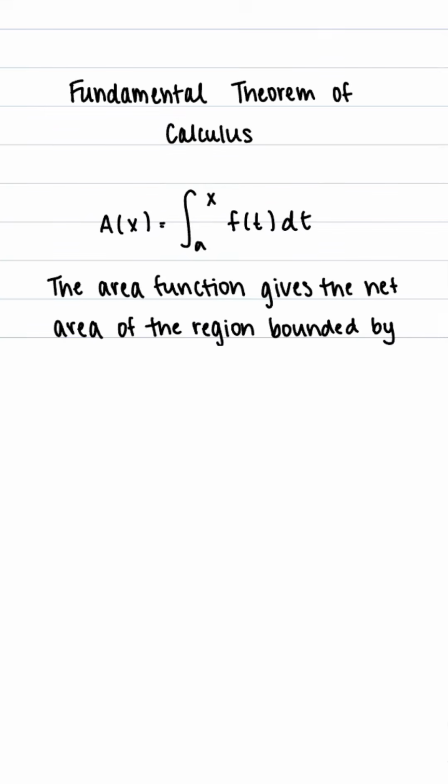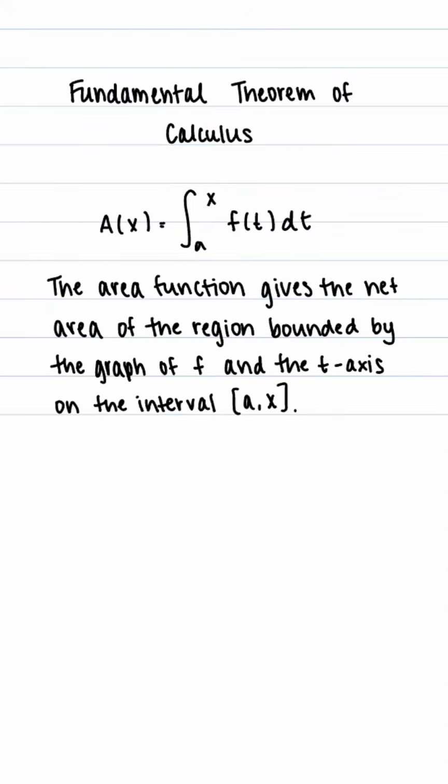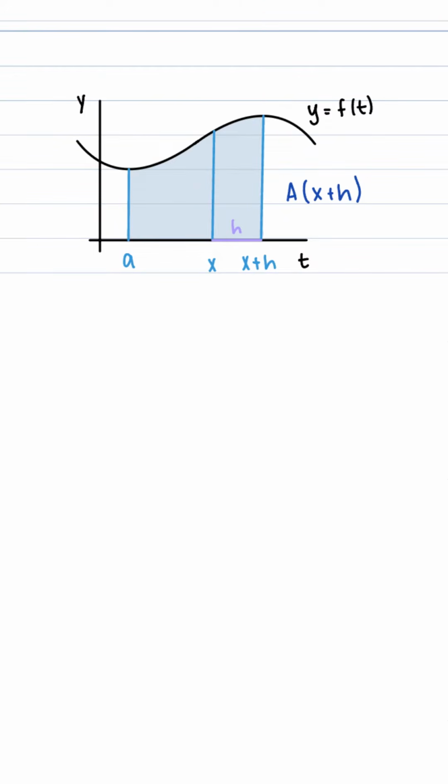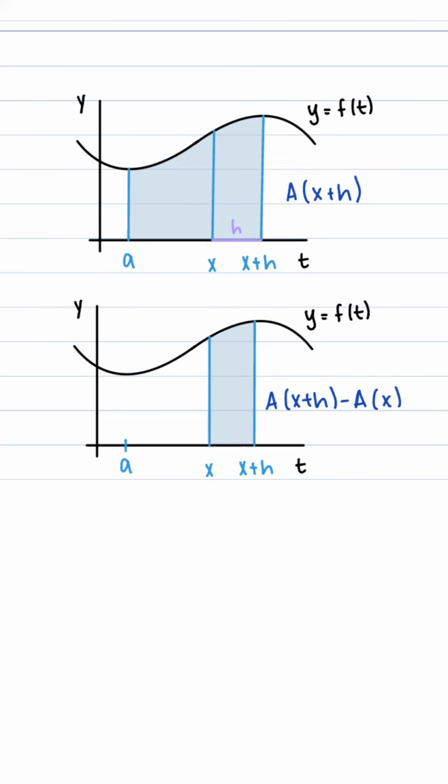The area function gives a net area of the region bounded by the graph of f and the t-axis on the interval a to x. So here's a visual of what A of x looks like. Now if we added on some little distance h, we can find the area of x plus h. Now subtracting these two areas, we're left with this little one.